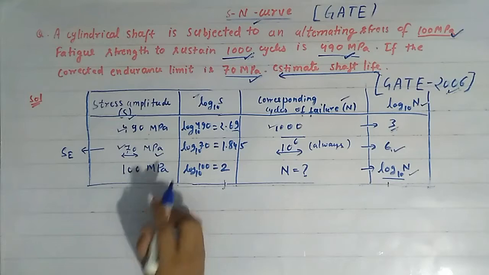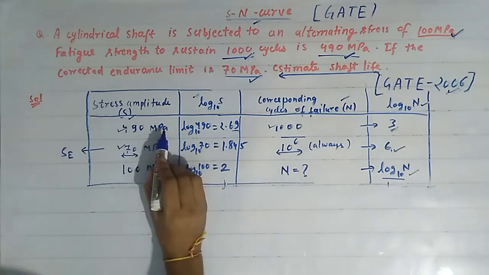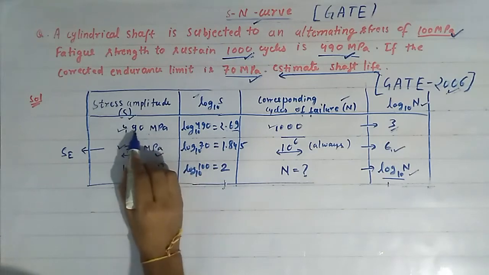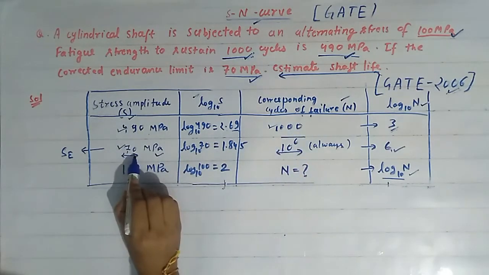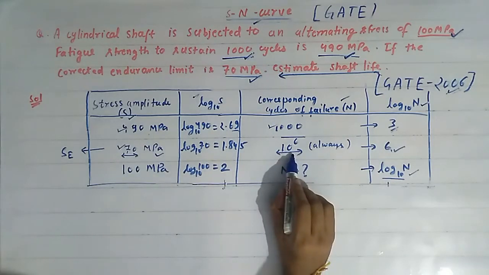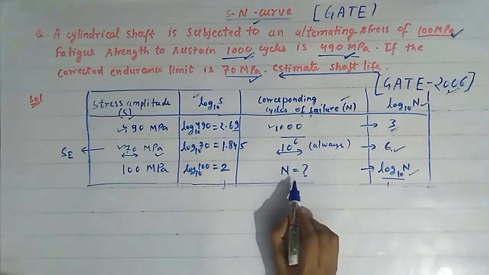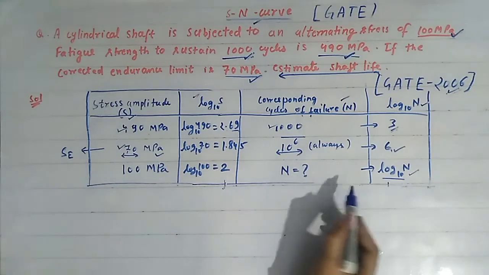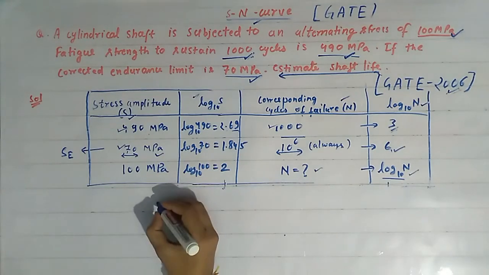These cases correspond to a particular stress and a particular number of cycles: corresponding to 490 megapascal, the number of cycles to failure is 1000; corresponding to 70 megapascal, it is 10 raised to power 6; and corresponding to 100 megapascal, it is N, whose value we have to find. So let us see how we will calculate the value of N.